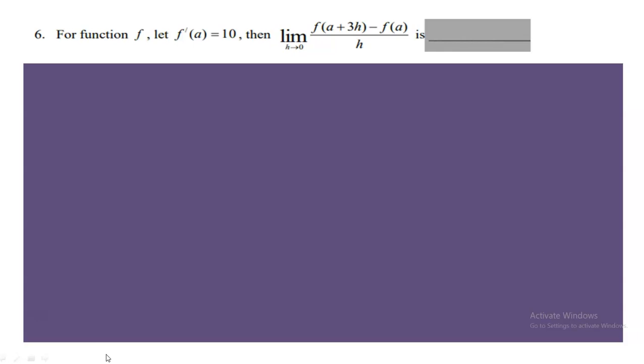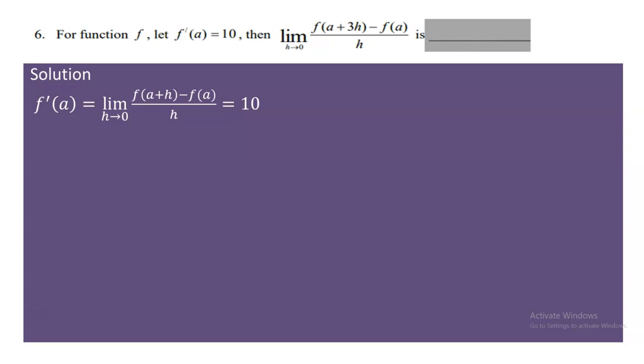that is about the derivative question. You are given that if the derivative at a is 10, then the question is to know what is the limit of f of a plus 3h minus f of a over h as h approaches 0. So basically, this can be done as follows.